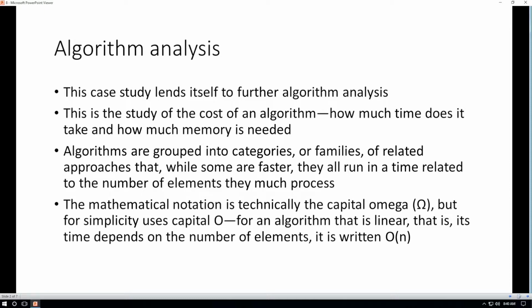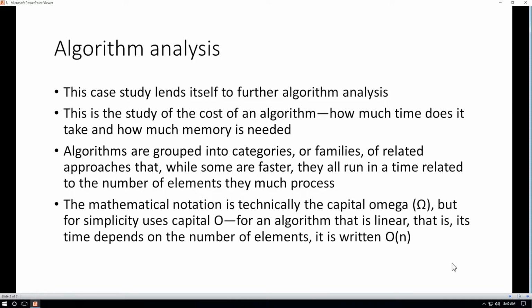Algorithms are grouped into categories or families of related approaches that, while some in those families are faster or more space efficient than others, have a characteristic which groups them together in their runtime, space usage, or both. The mathematical notation is technically the capital Greek letter omega. It's hard to write, so most people just use capital O, called big O, so that, as we've seen before, if an algorithm is in linear time, we say big O of n.